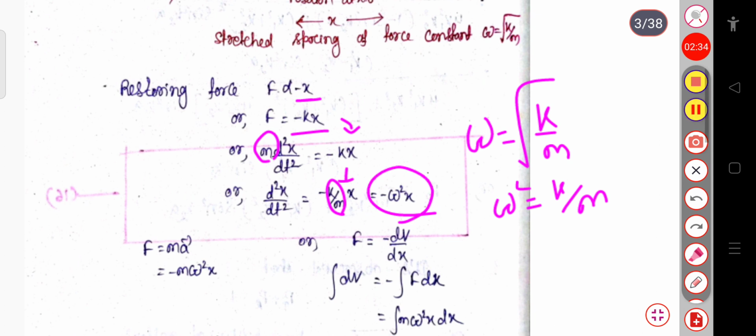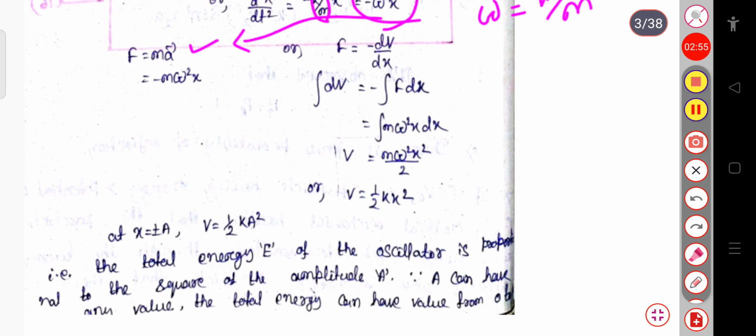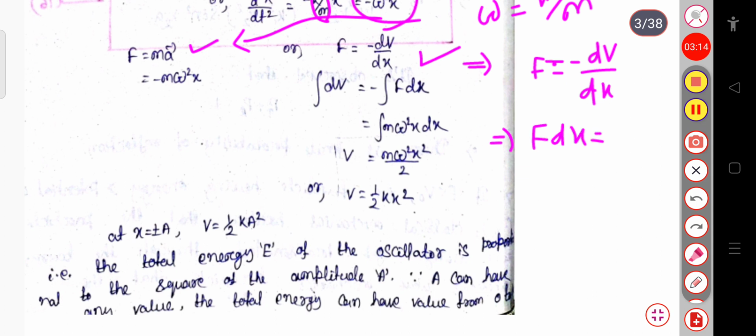Also we know force equals mass into acceleration. So in place of the acceleration we can substitute minus omega square x, so F equals minus m omega square into x. Also we can write the force as the negative gradient of the potential, that is F equal to minus dV by dx. From this expression, F into dx will be equal to minus dV, or we can write dV equal to minus F dx.